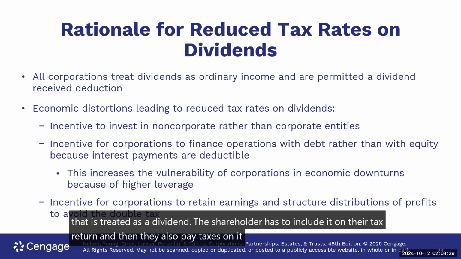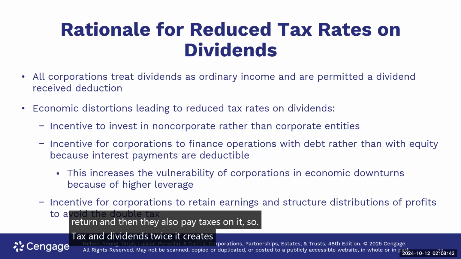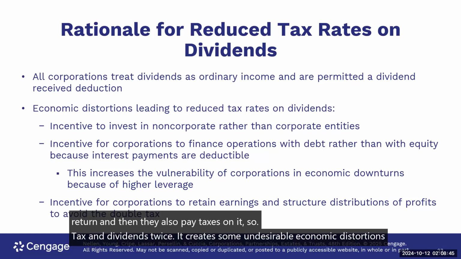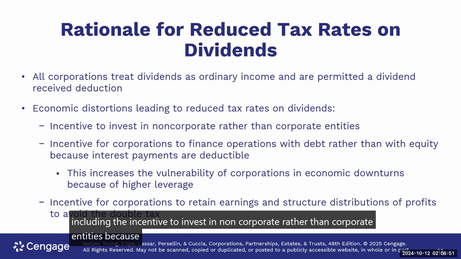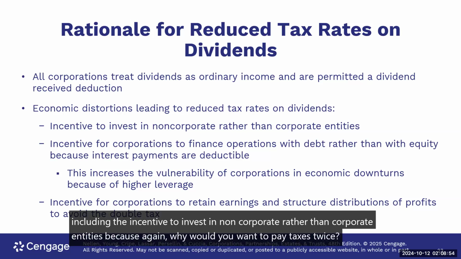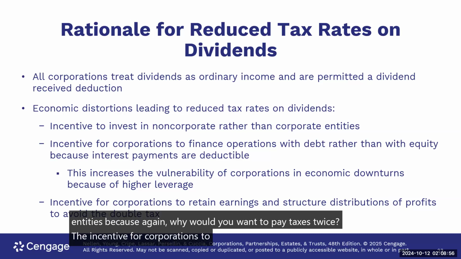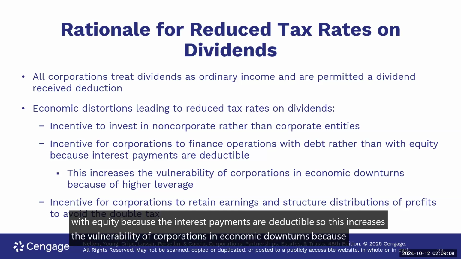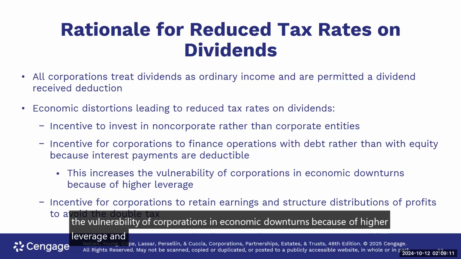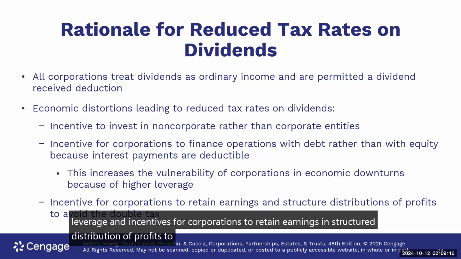So taxing dividends twice creates some undesirable economic distortions, including the incentive to invest in non-corporate rather than corporate entities. Because again, why would you want to pay taxes twice? There's also the incentive for corporations to finance operations with debt rather than with equity, because the interest payments are deductible. This increases the vulnerability of corporations in economic downturns because of higher leverage. And there are incentives for corporations to retain earnings and structure distributions of profits to avoid the double tax. So again, these are some of the challenges.